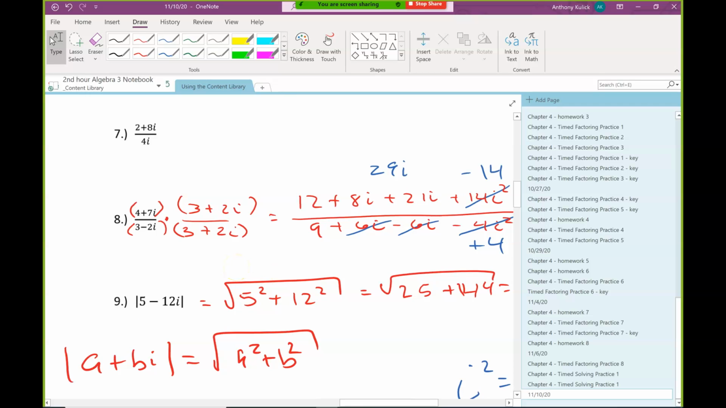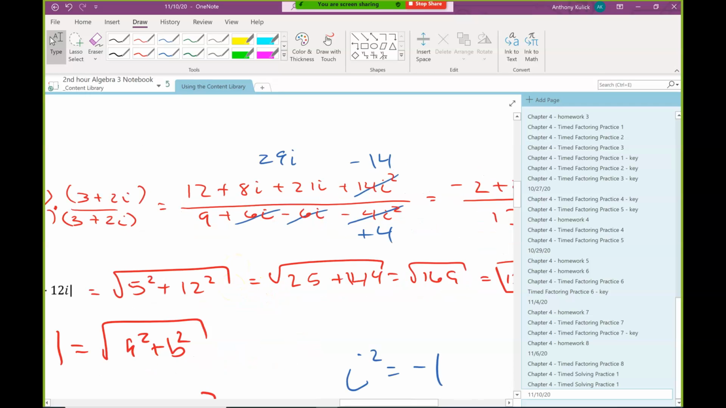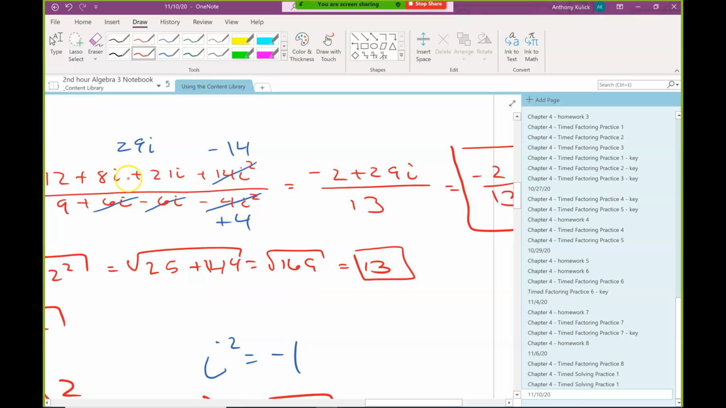So the first thing I did was I combined my i's. So like 8i and 21i is 29i. And then positive 6i, negative 6i just cancel out. They give 0. Positive 6i and negative 6i, that gives you 0.